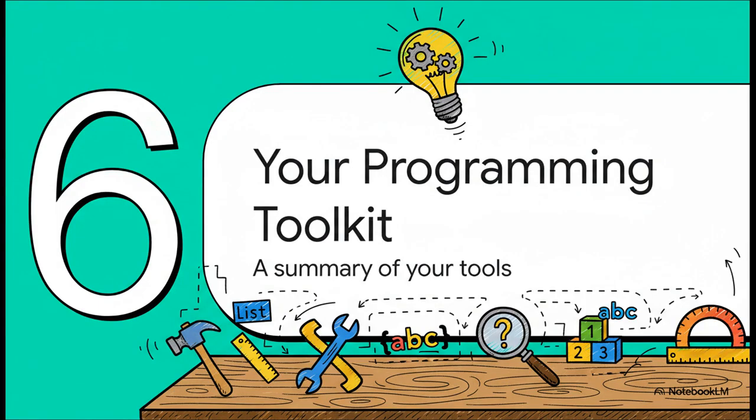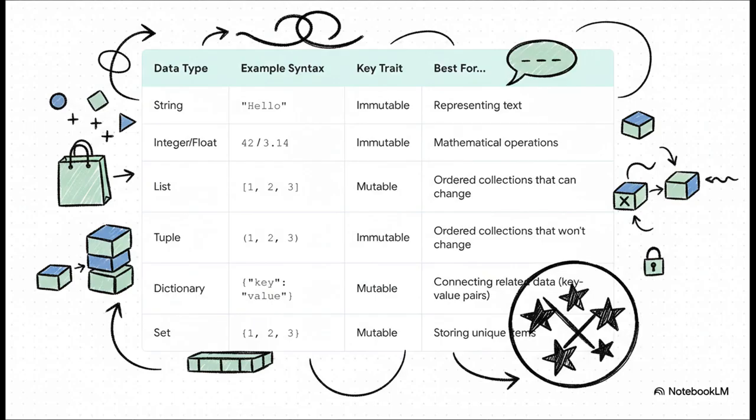And that brings us to our final section, your programming toolkit. We've looked at all the individual tools. Now let's lay them all out on the workbench, side by side, and admire our complete collection. Okay, this table is your ultimate cheat sheet. Need to handle text? Grab a string. Doing any kind of math? You need an integer or a float. Got a list of things that needs to change? That's a job for a list. Got a list that should never change? Use a tuple to protect it. Need to connect pieces of data and look them up fast? That's a dictionary. And finally, if all you need to do is find the unique items from a big collection, a set will do that for you automatically.